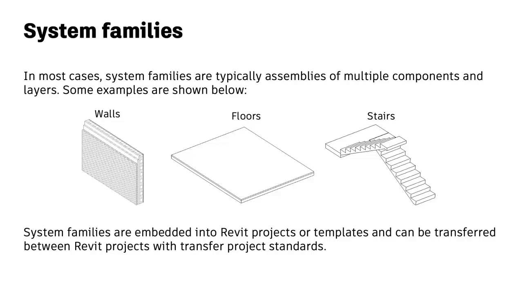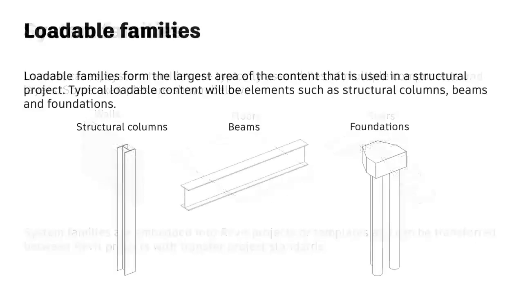System families are typically created within a project and can be embedded in project templates. System families cannot be loaded into projects but can be transferred from other Revit projects with the use of transfer project standards. Loadable families form the largest area of content that is used in structural projects. Typically, loadable content will be elements such as structural columns, beams, and foundations.